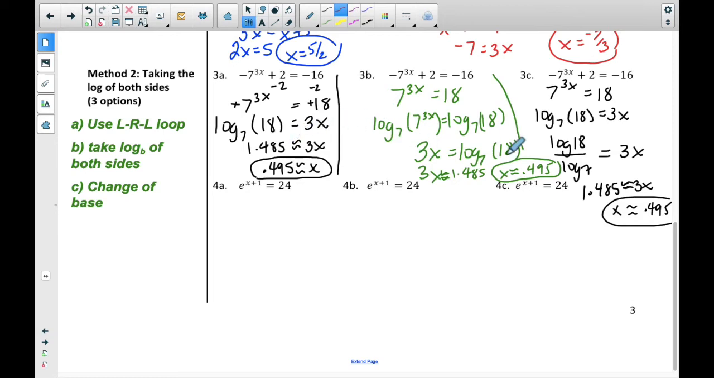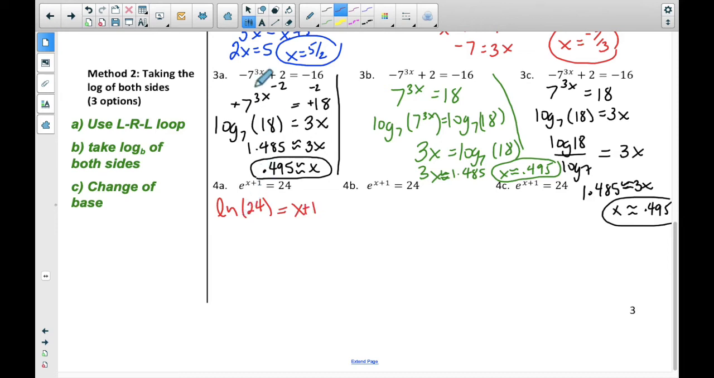All right, we did those problems, and those were log base 7 problems. When we have an e, do you remember what log base we are in? We're in log base e, which means natural log. So once again, I can go left, right, left, and I can change this over. When I do that, actually, I'm going to go right, left, right. It's going to be the natural log of 24 is equal to x plus 1.